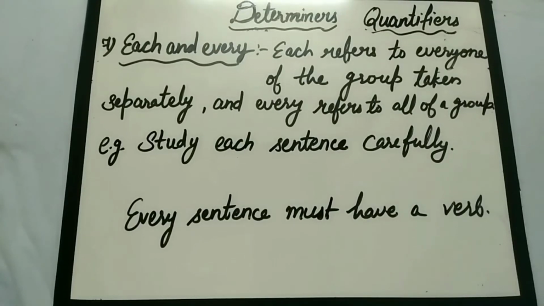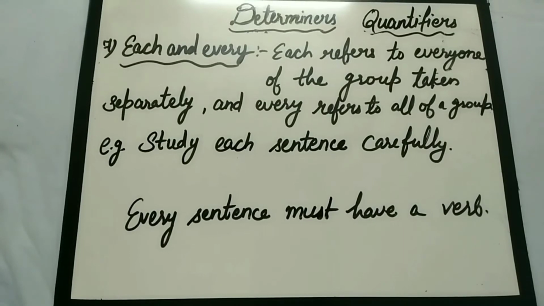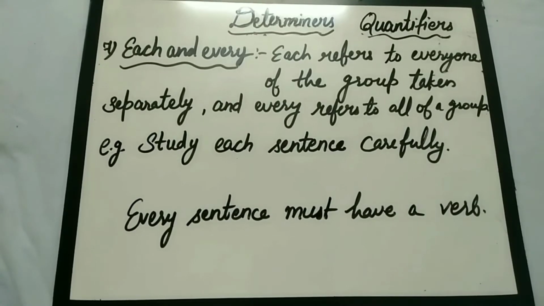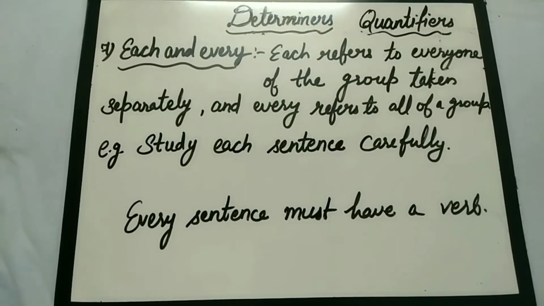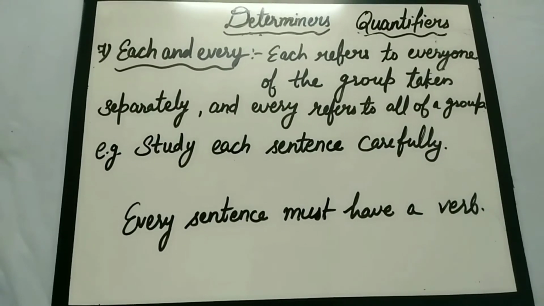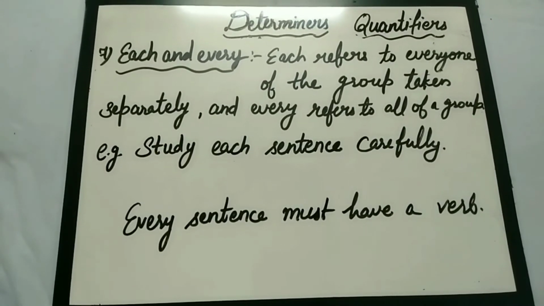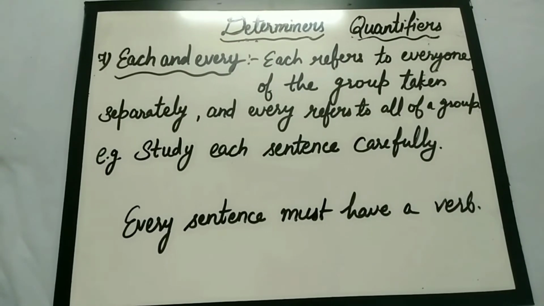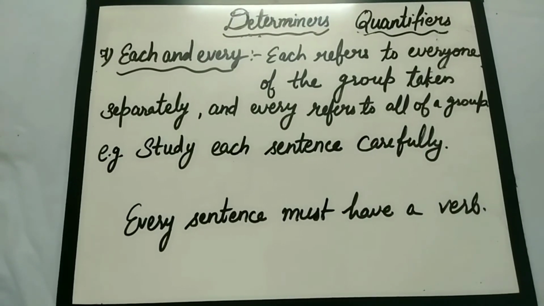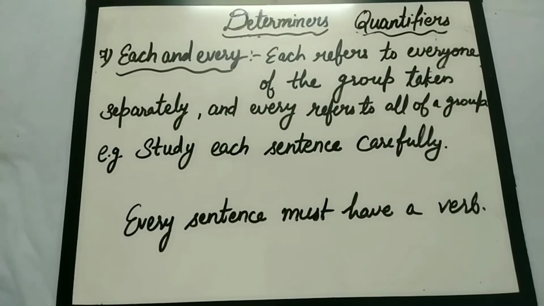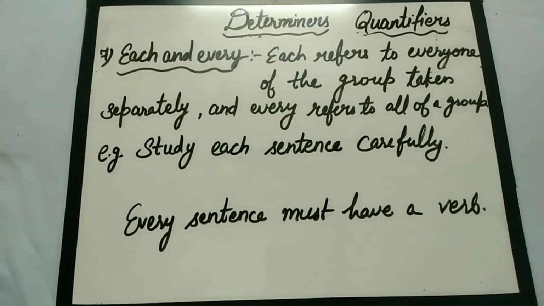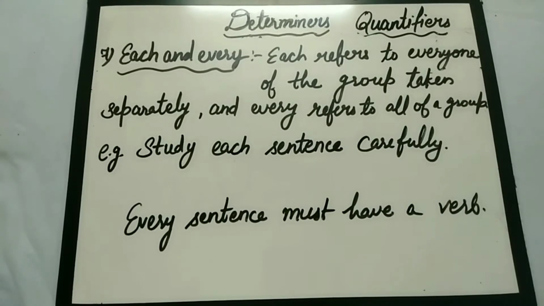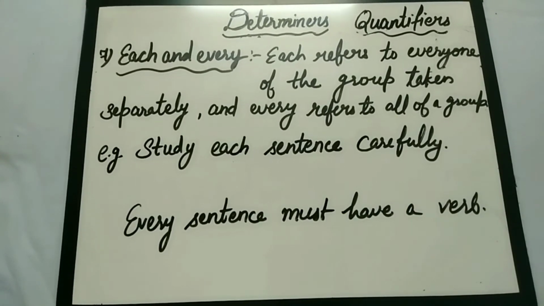So here is our next determiner, each and every. Each refers to every one of a group, taken separately, and every refers to all of a group. These two words are very similar in meaning, so it is very easy to confuse them. So what's the difference between each and every? Well, both words refer to something singular, but each refers to an individual object or person, when we think of things separately.